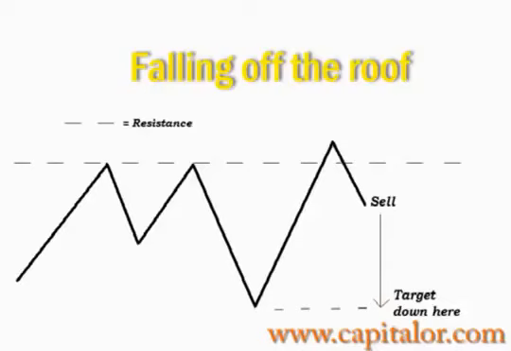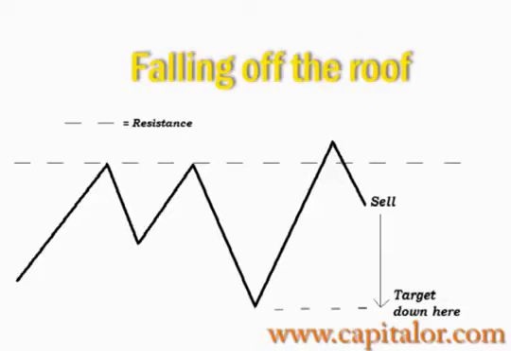Falling off the roof. The phenomenon of the pattern known as falling off the roof could be described as that if price gets above resistance but fails to hold a new high, it is going down again. And on the image I am showing you, where it says sell, that is the point where you have to sell, and where it says target down here, that is the point where you will get your profit.